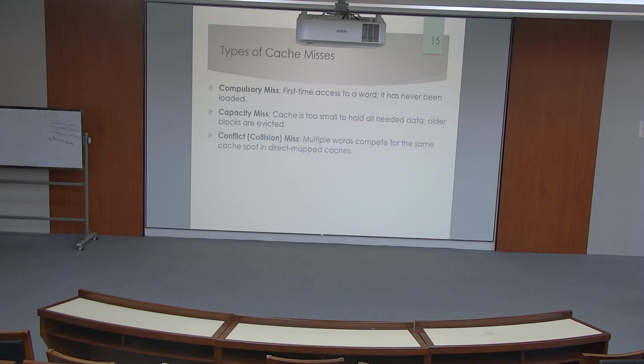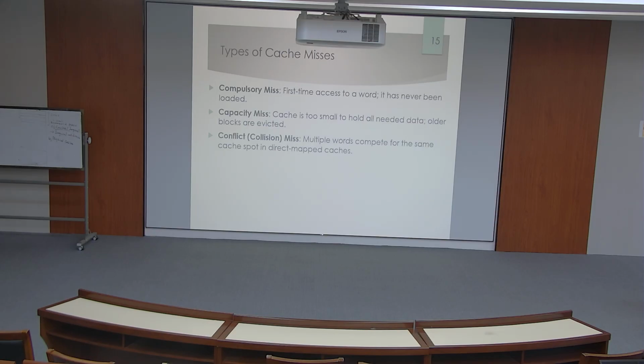Now, the next type of cache miss is the capacity miss. Now, imagine we have this cache, x0, which includes the following blocks: x1, x2, x3, x4, x5, x6, and x7.